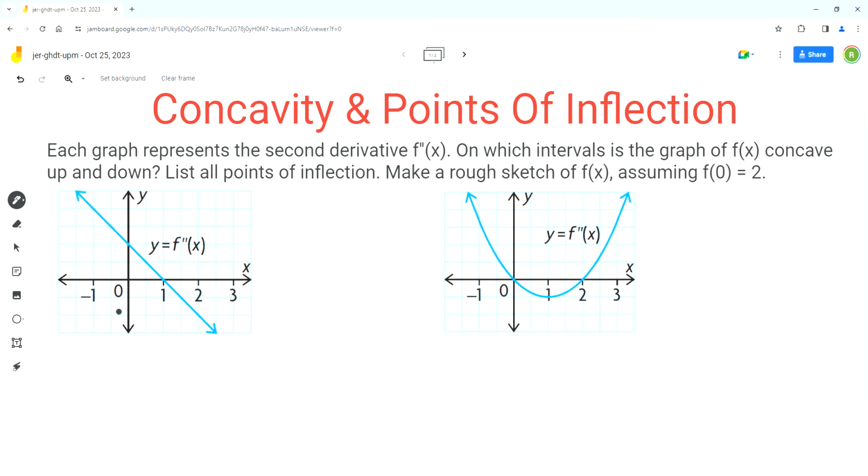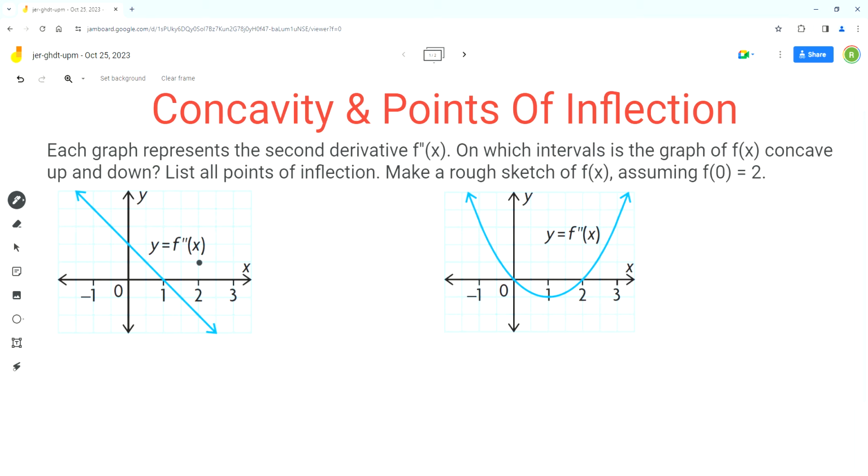So let's start with the first given graph. This graph is a straight line sloping down from left to right, and this is the graph of the second derivative of f of x. So first we have to find the intervals over which the graph of f of x is concave up and down.